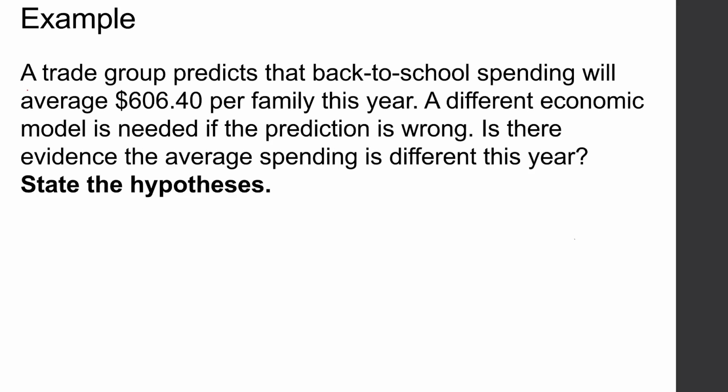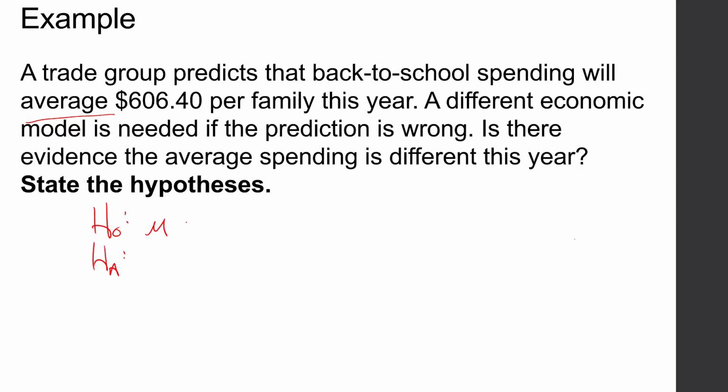A trade group predicts that back-to-school spending will average $606.40 per family this year. A different economic model is needed if the prediction is wrong. Is there evidence the average spending is different this year? State the hypotheses. So I'm going to state a null hypothesis and an alternative hypothesis. So what do we have no choice but to believe until we find evidence otherwise? What's the status quo? Well, we're going to have to believe for now that the average spending is $606.40.